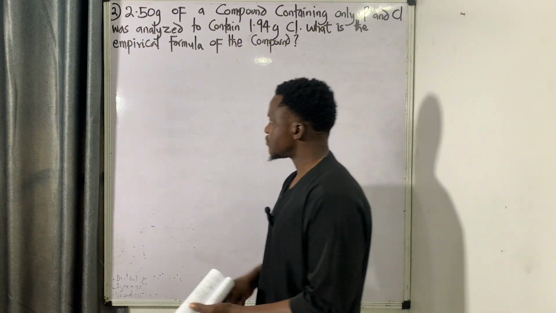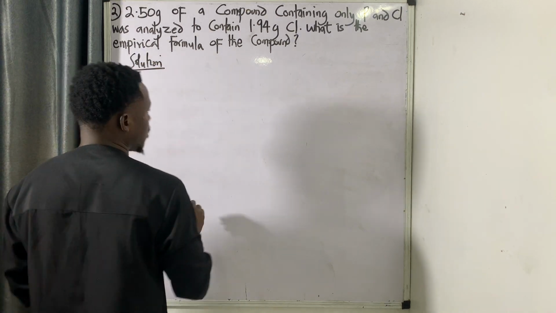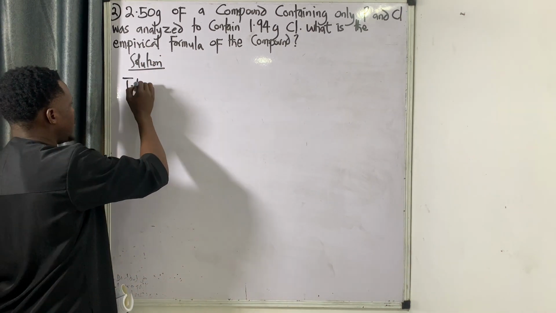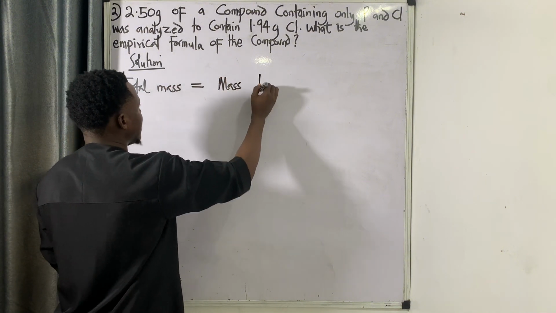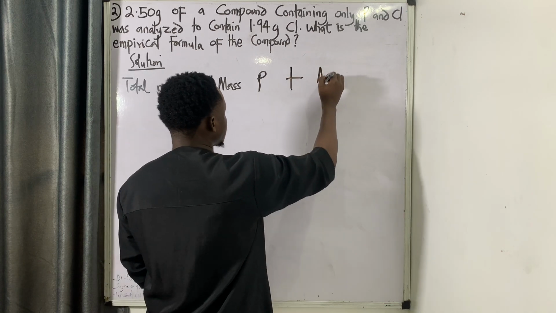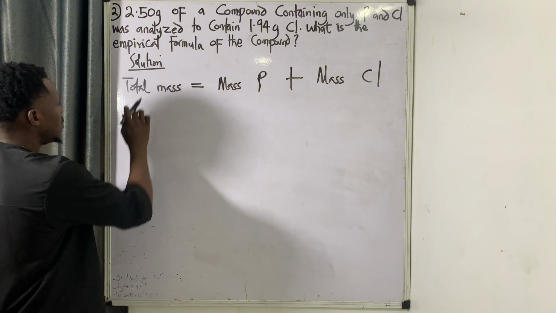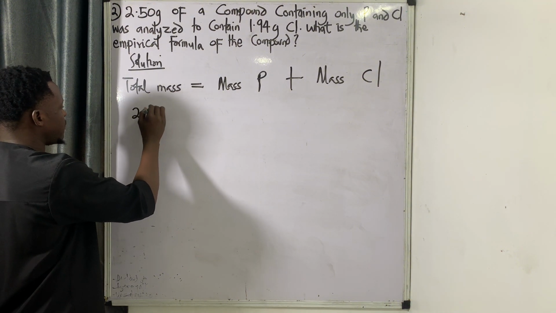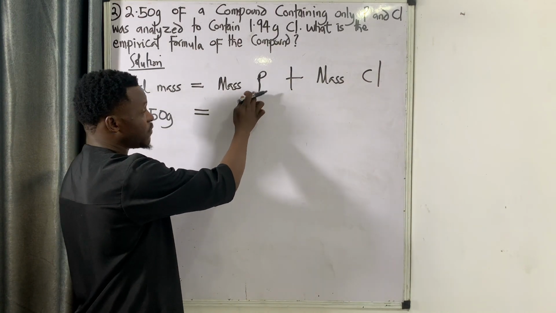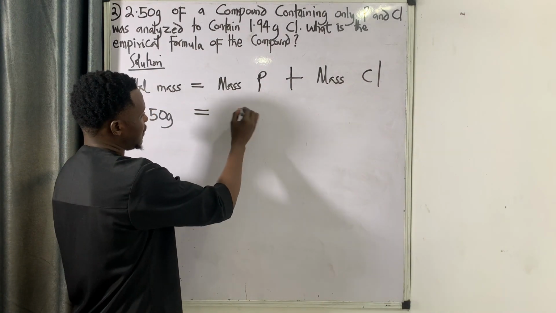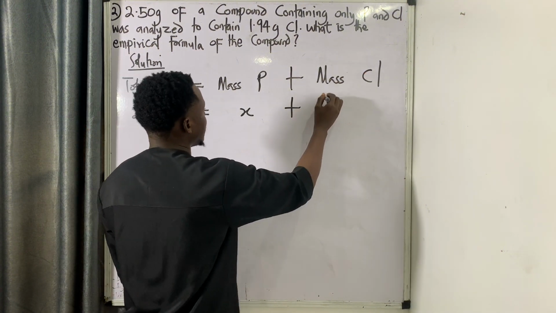All right. Now, for us to solve this, I'll say solution. Okay. Now, total mass is equal to mass of phosphorus plus mass of chlorine. Now, the total mass of the compound they gave us to be 2.50 grams, equals mass of phosphorus plus mass of chlorine. Mass of phosphorus was not given to us. So I'll say mass of phosphorus is X plus mass of chlorine they gave us to be 1.94.